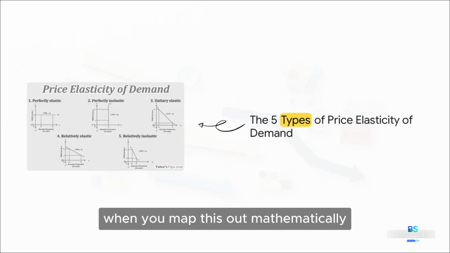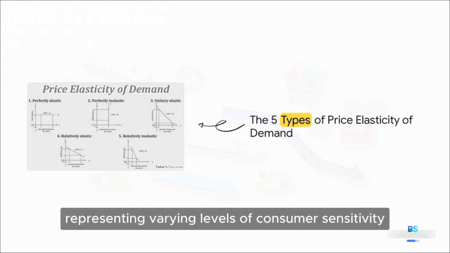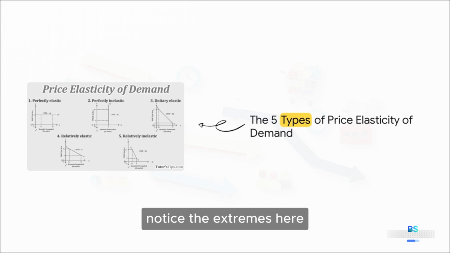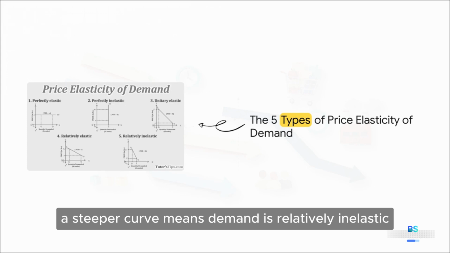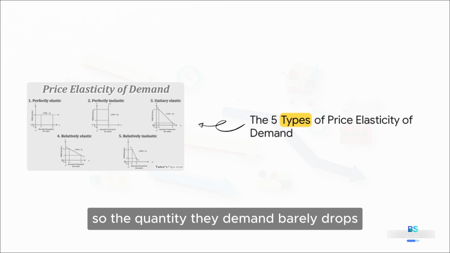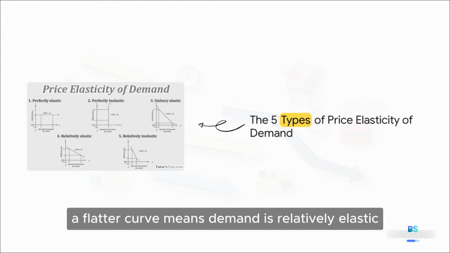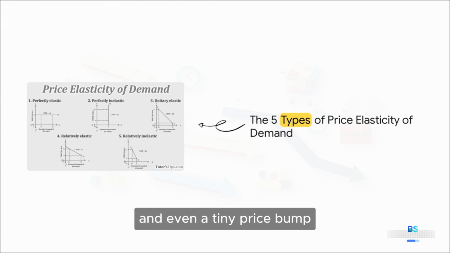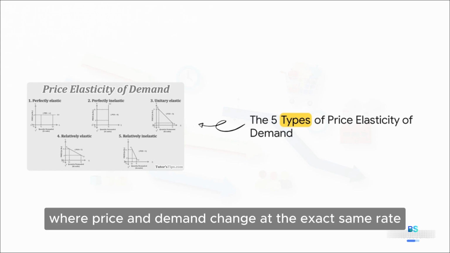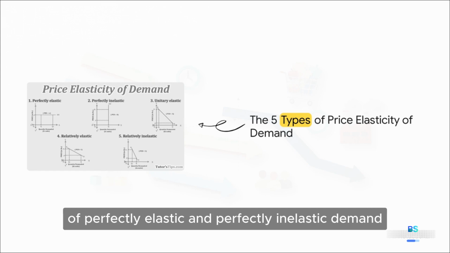When you map this out mathematically, you get different demand curves representing varying levels of consumer sensitivity. Notice the extremes here. A steeper curve means demand is relatively inelastic, meaning consumers really need the product, so the quantity they demand barely drops even when prices rise. Conversely, a flatter curve means demand is relatively elastic. Consumers are highly sensitive there, and even a tiny price bump causes a massive drop in sales. There's also unitary elasticity, where price and demand change at the exact same rate, alongside the purely theoretical boundaries of perfectly elastic and perfectly inelastic demand.